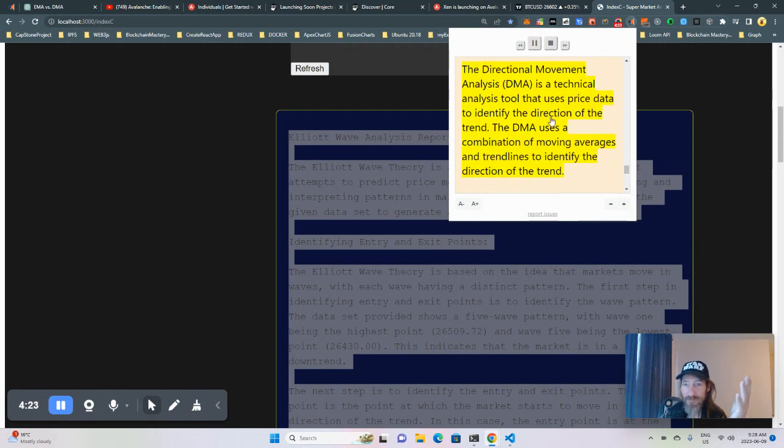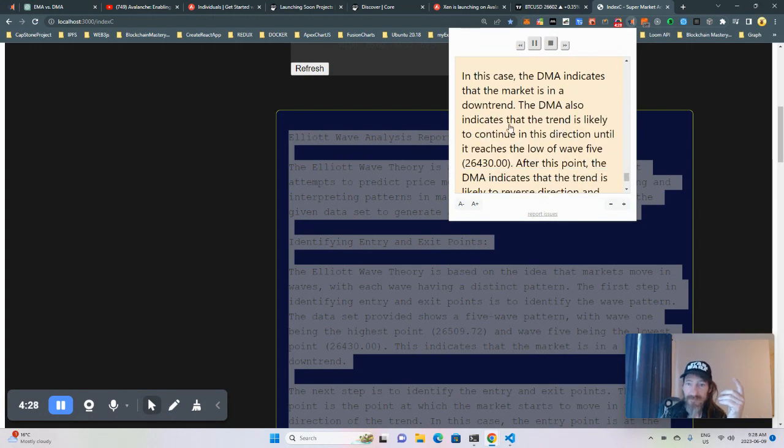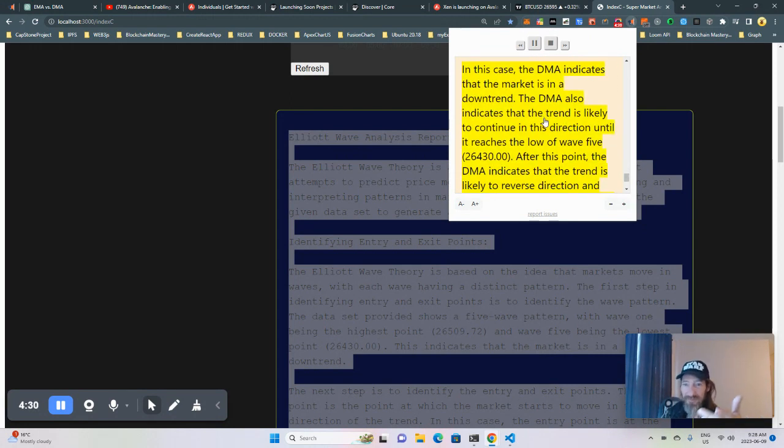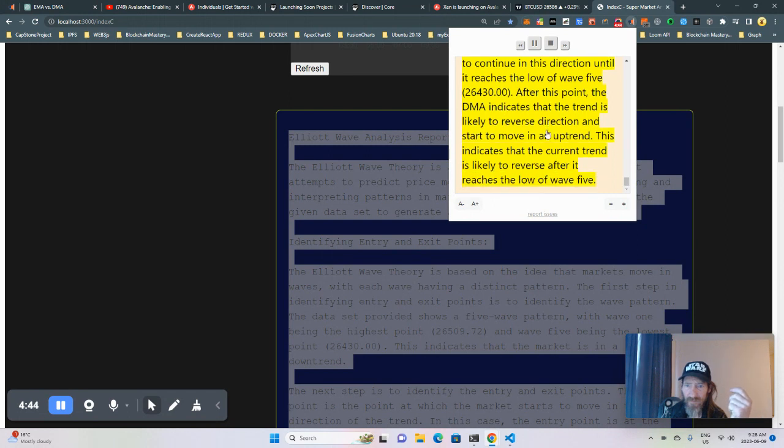The Directional Movement Analysis, DMA, is a technical analysis tool that uses price data to identify the direction of the trend. In this case, the DMA indicates that the market is in a downtrend. The DMA also indicates that the trend is likely to continue in this direction until it reaches the low of wave 5, 26,430.00. After this point, the DMA indicates that the trend is likely to reverse direction and start to move in an uptrend. This indicates that the current trend is likely to reverse after it reaches the low of wave 5.